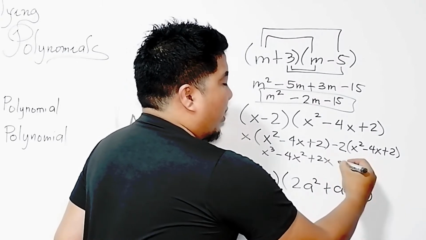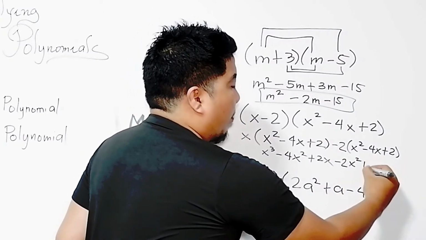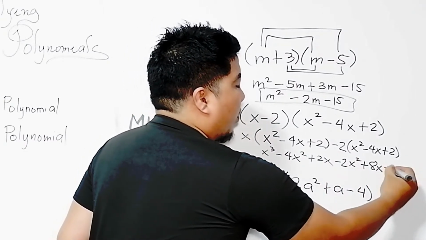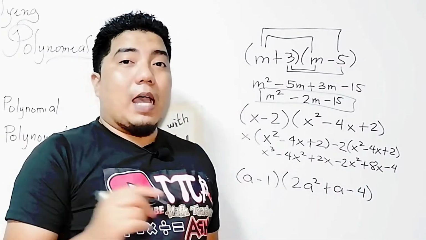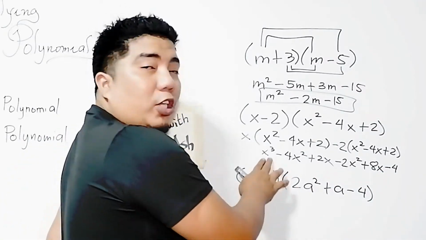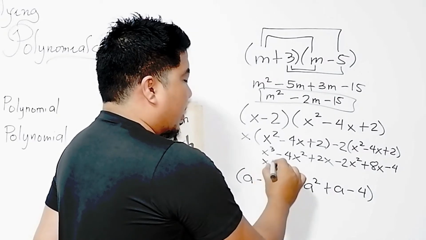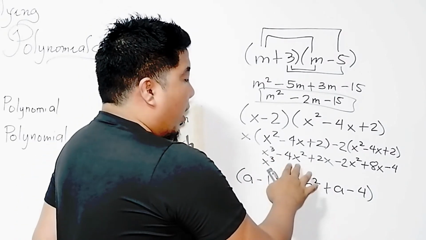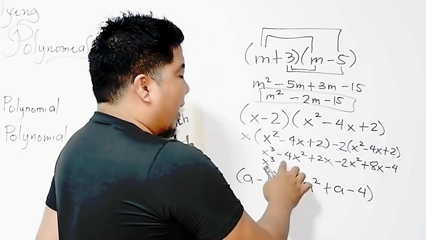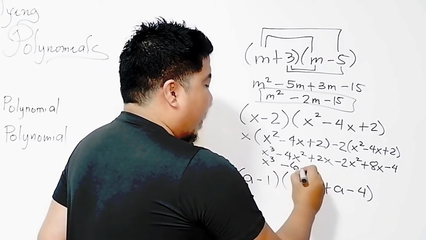Negative 2 times x squared, that will give you negative 2x squared. Negative 2 times negative 4x, that will give you positive 8x. And then negative 2 times positive 2, that will give you negative 4. Now, what we will do here is simplify and combine like terms. We have here the cubic term, which is the only one in this given polynomial, so we just copy that one. And then we have here our quadratic term. We also have a quadratic term here, so they will be added with each other. Negative 4x squared minus 2x squared will give you negative 6x squared.